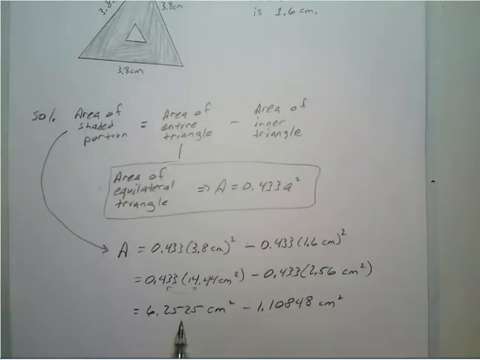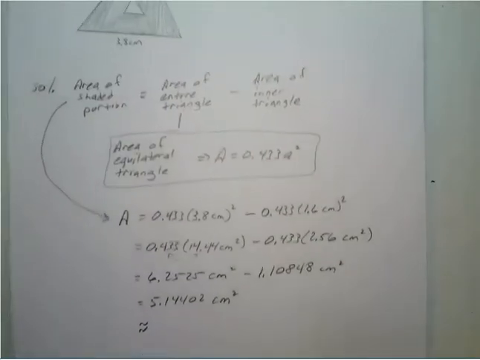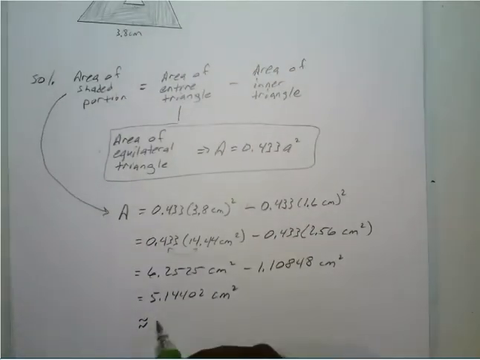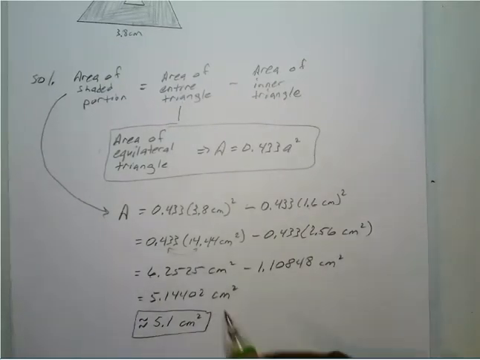Okay. So if we go ahead and subtract these two values, we end up with 5.14402 centimeters squared. And if we round that to the nearest tenth, we get approximately 5.1 centimeters squared as our rounded value.